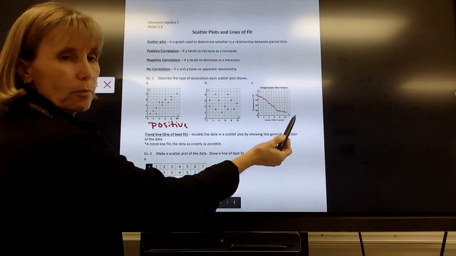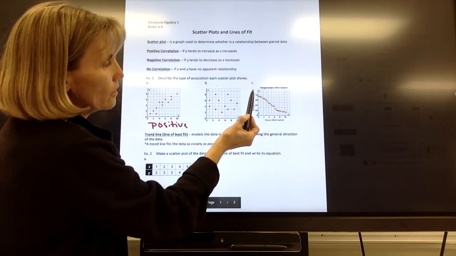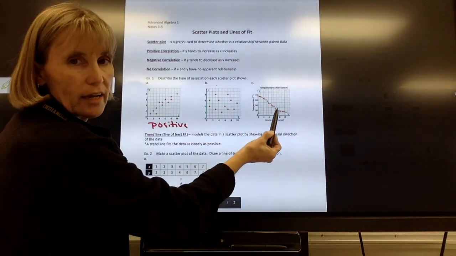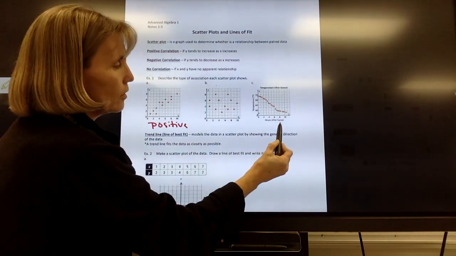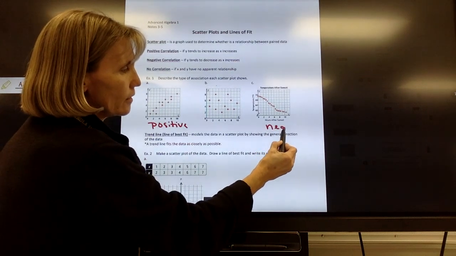Okay, a negative correlation if y tends to decrease as the x increases. So if you look at this example over here, as the x values are increasing, the y values are decreasing. That's kind of a negative slope. It's going downhill. So that's what a negative correlation looks like.